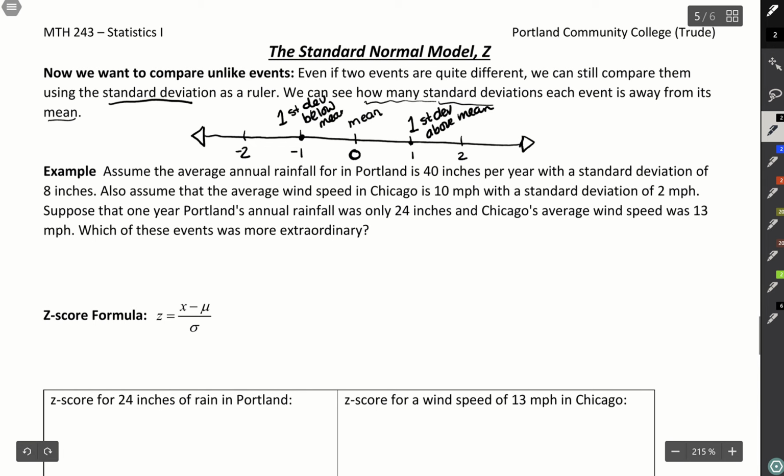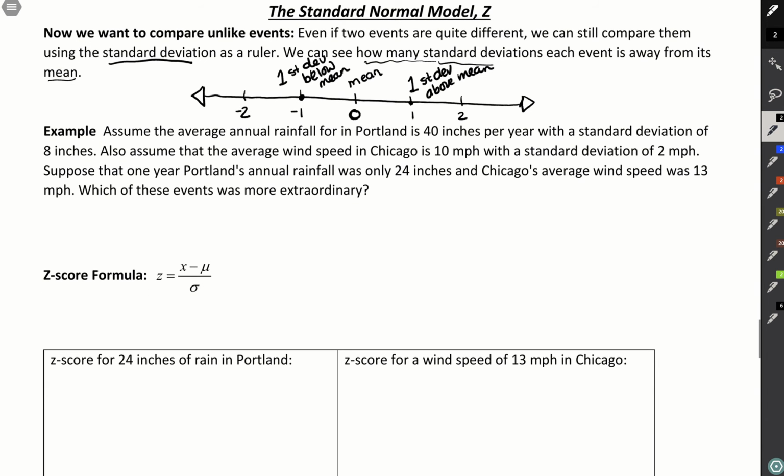So we end up with this number line that tells us location based on standard deviations away from the mean. And we go positive and negative with it. But by putting everything on the same number line, we can compare two unlike events. So what we're going to do is compare Portland rainfall with Chicago wind speed. As these have different units, different expected values, and different standard deviations, they behave very differently, so it's hard to compare them directly.